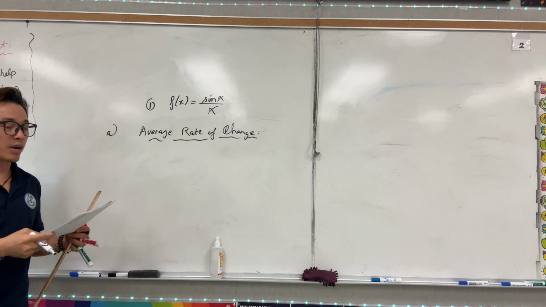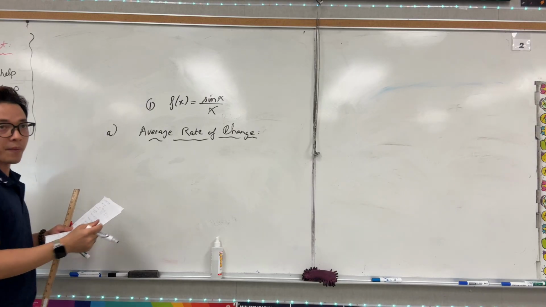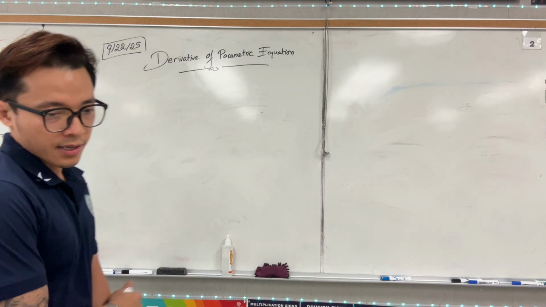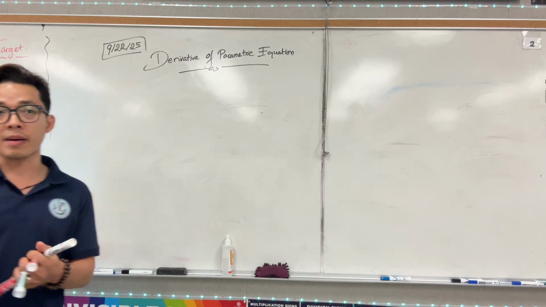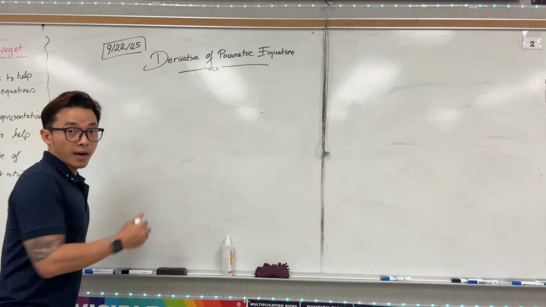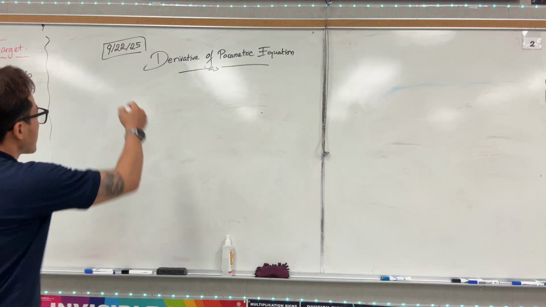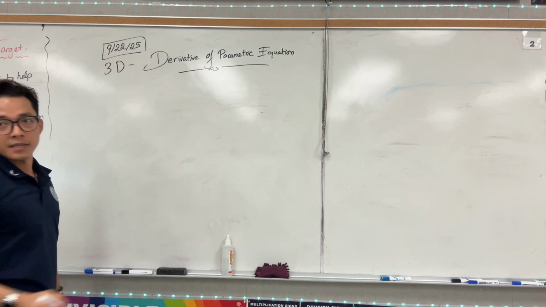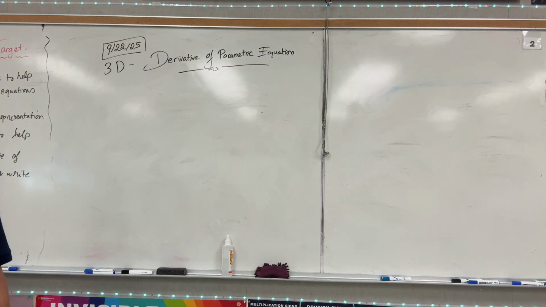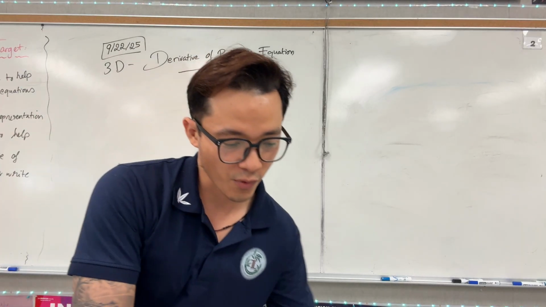Okay, the first question is asking you about the rate of change. Easy, right? What are you going to do? Derivative of parametric equations. What is a parametric equation? You remember? You call another parameter t to represent x and y. It's the lesson for 3D. Should we have another parameter for the one we did before? No, it's still t. Still t.